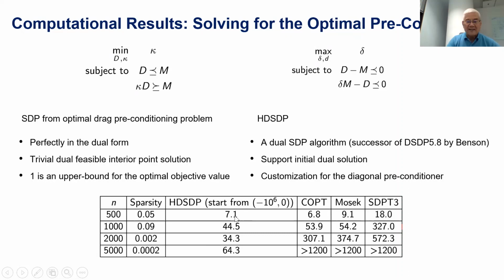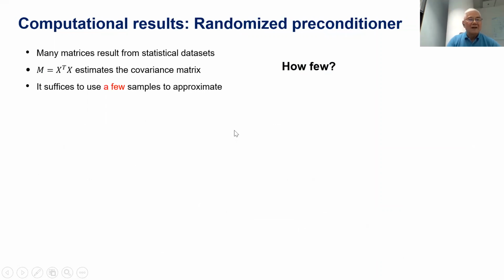HDSDP only needs 7 seconds to go to a 5,000 dimension matrix, I mean 64,000. We keep this a positive definite matrix because we don't do inside scaling. However, all the other primal-dual second-order methods could not finish in time; they only reach 1200 seconds. So this shows that to compute this optimal preconditioner, HDSDP, which uses dual scaling, is the suitable method.